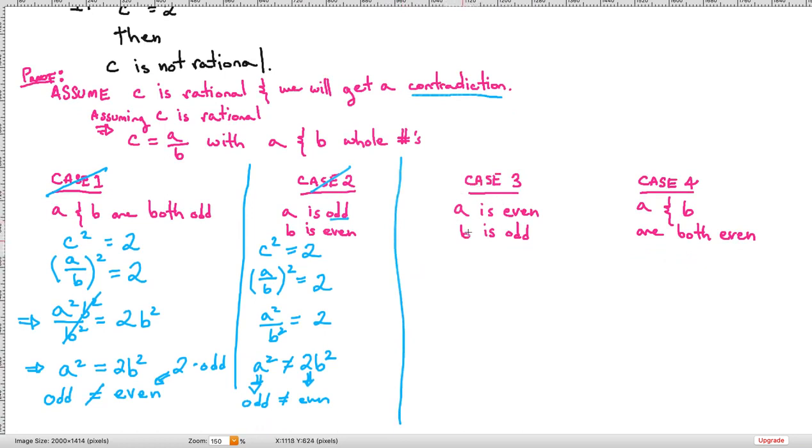Now, case 3. Case 3 is a little bit more tricky, because you think maybe at first that when I run through this argument again and get the same equation, a squared equals 2b squared, I see that a is even. An even squared is even, and then 2 times an odd is for sure even. So even equals even. Oh, so this one can occur, and therefore c can be rational. It's not true. I only demonstrated that this left-hand side is even and this right-hand side is even.